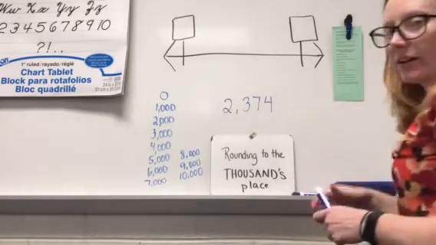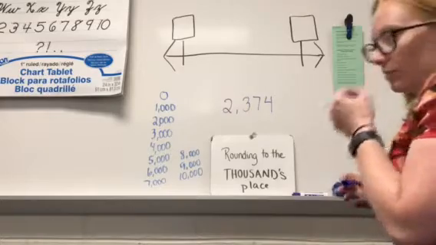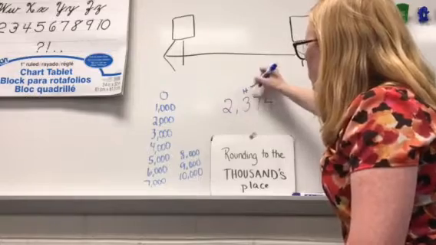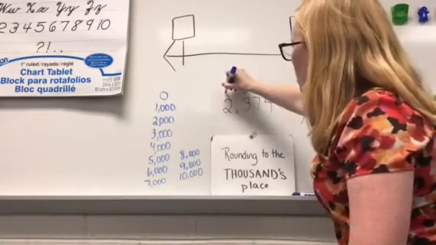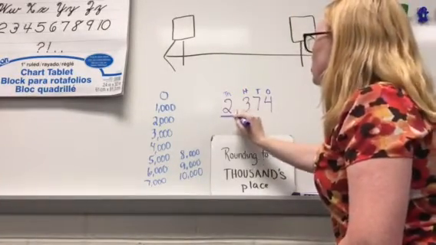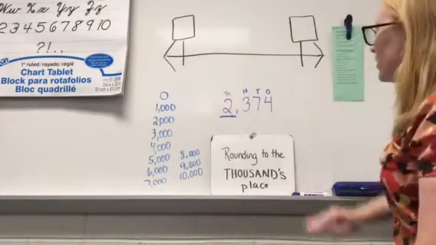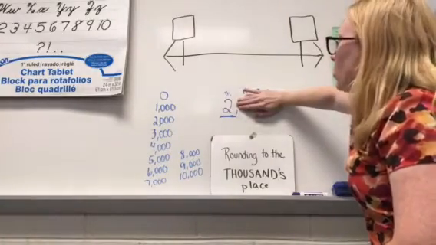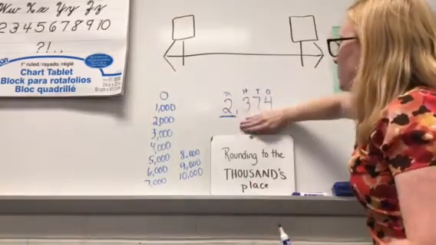So first we have to identify what number is in the thousands place. So I'm just going to quick put the HTO chart above my number. HTO, hundreds, tens, ones, 1,000s. So I see that the digit 2 is in the thousands place. So I'm looking at this as just the thousands. So what thousands would this number be in between?